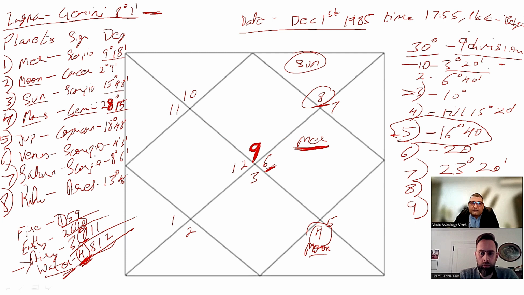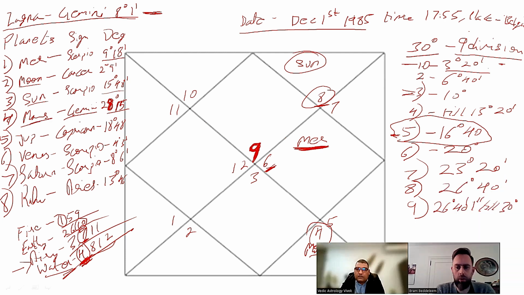Now when we take Mars, Mars is in the last Navamsha, the ninth Navamsha, in the Gemini sign. So for Gemini sign, we start counting from the seventh sign. Seventh is here, and ninth from seventh is the third sign. So Mars comes here. Jupiter is in Capricorn, 18 degrees 48 minutes. That means it is in the 6th Navamsha, correct?